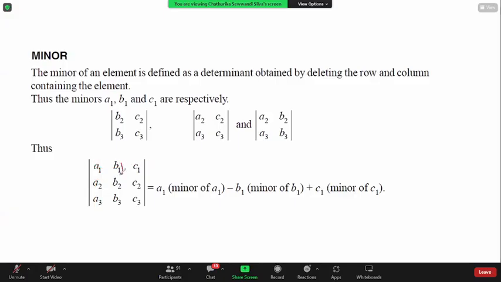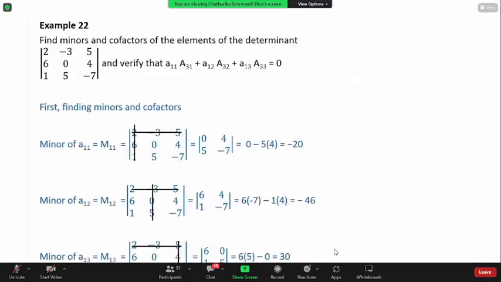So if it is B1, right? So we delete the row and we delete the column. So the minor is A2, A3, and C2, C3. So the 2 by 2 matrix consists of A2, A3, and C2, C3. Likewise, C1 also we can construct. So that is what we call a minor. So minor we already know. So here is how.